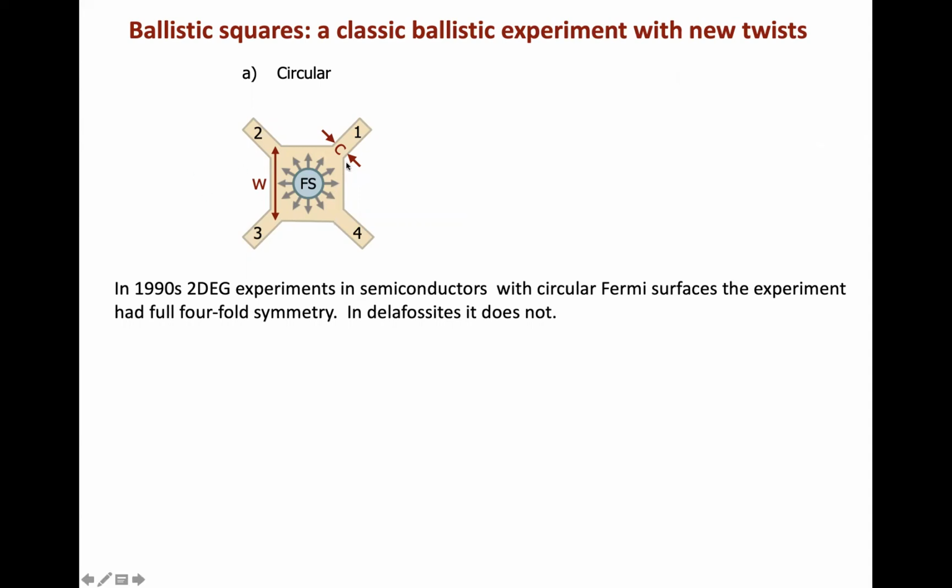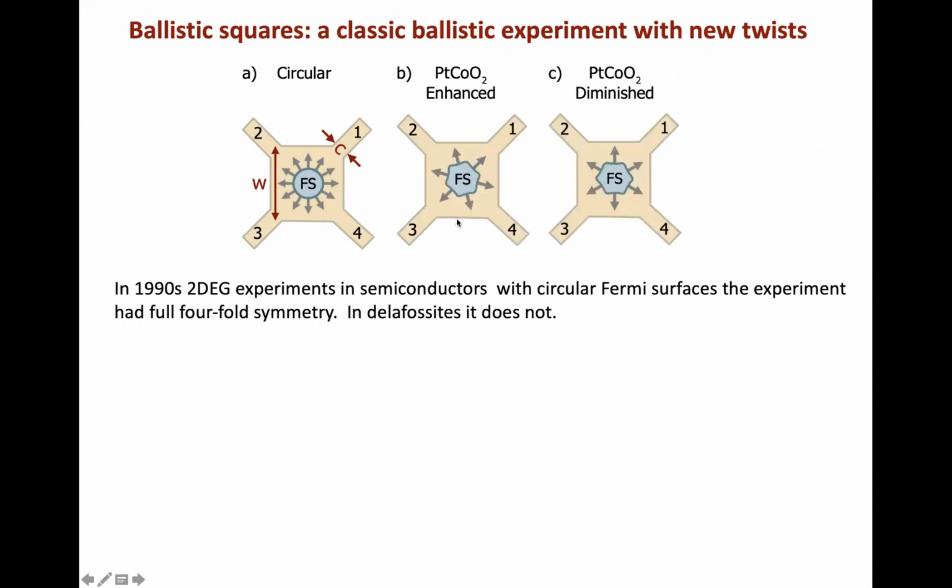And you expect to see a number of interesting things when you do that in the ballistic regime, but the circular symmetry of the Fermi surfaces of the original experiments meant that you expected whatever you saw to have the full fourfold symmetry of the device. In the delafossites, that's no longer the case, because the combination of the hexagonal Fermi surface and the square symmetry of the device does lead to a lowering of the symmetry below the full fourfold symmetry of the device, but you maintain some of the fourfold operations. And the ones that you maintain depend on 2 different orientations, which Philippa and Elena call the enhanced and the diminished orientation.